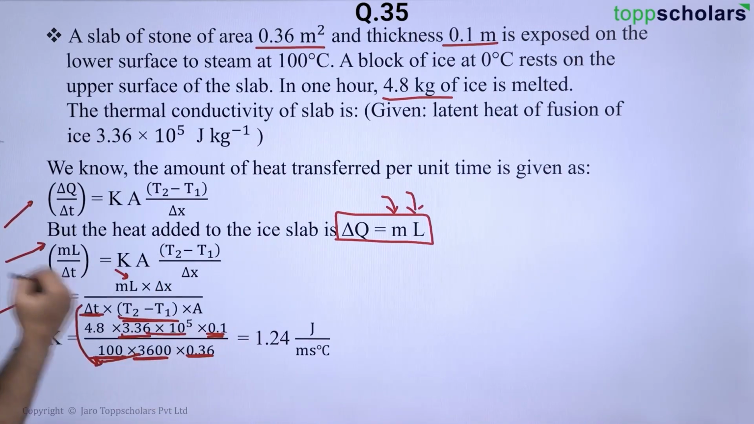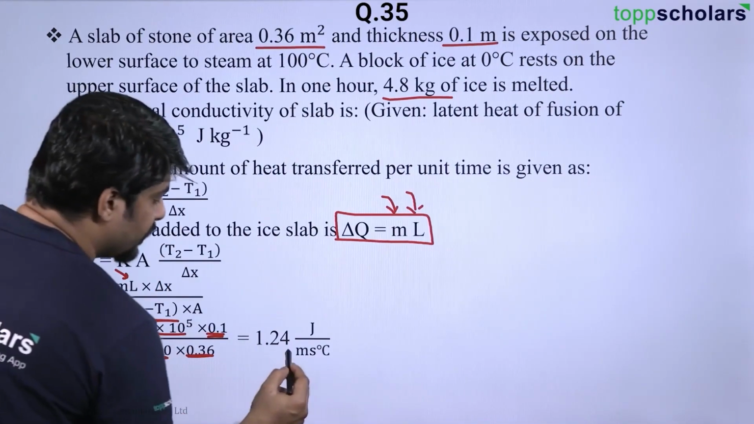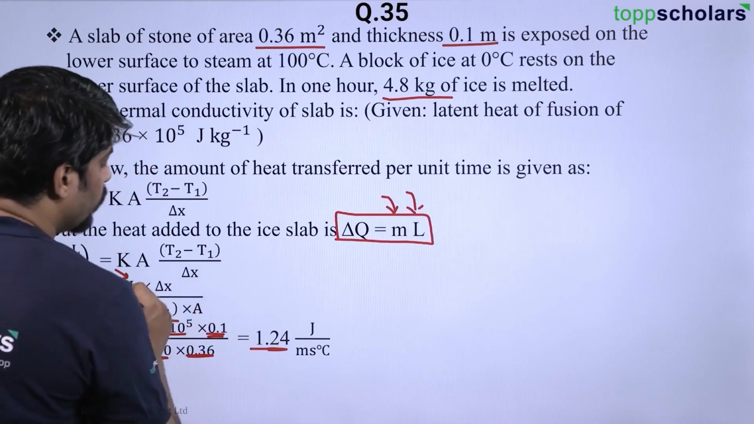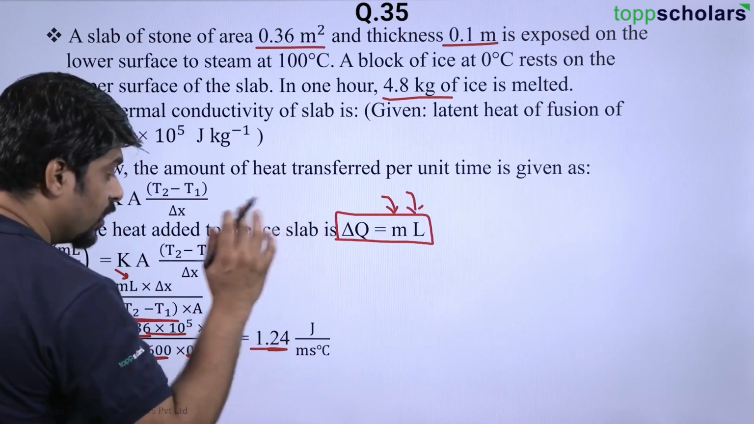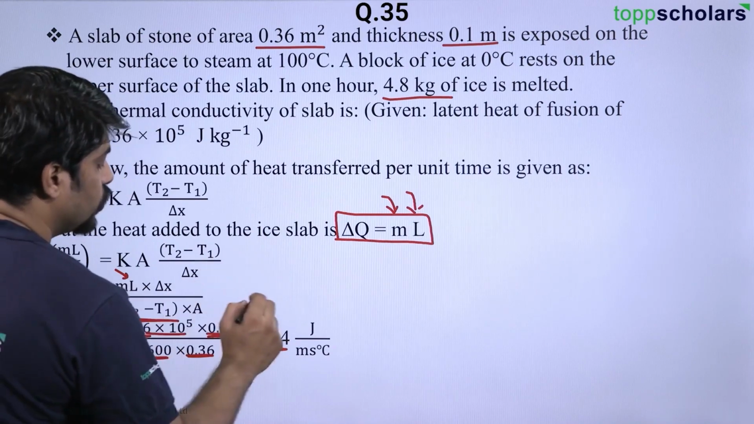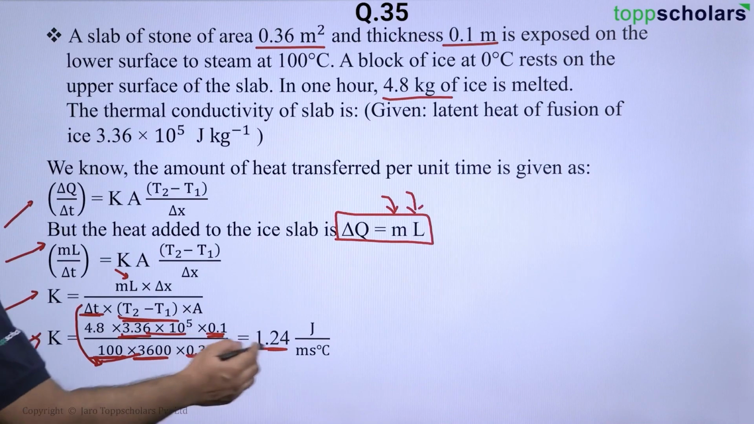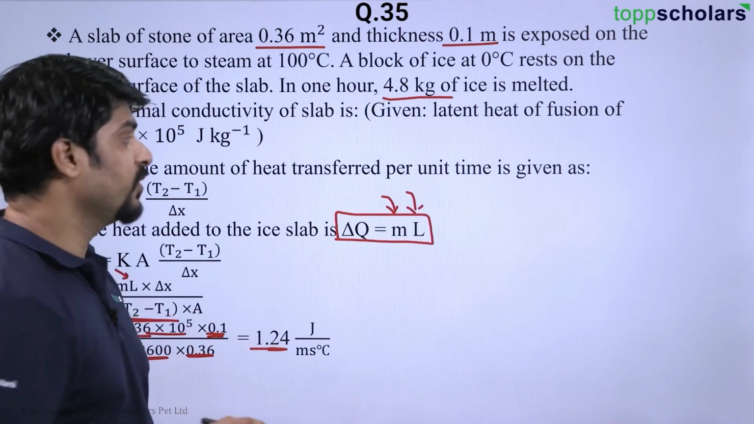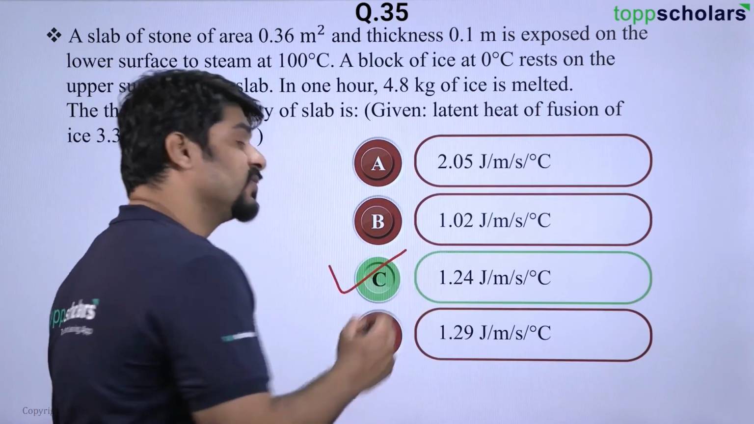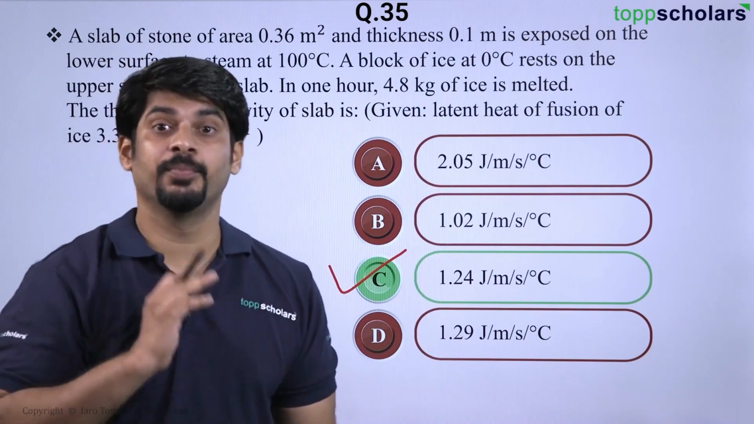So we have put all the numbers, and after calculating, finally we get 1.24 joules per meter per second per degree Celsius. Okay, so this is going to be the correct answer for this question. Option C is the correct answer, 1.24.